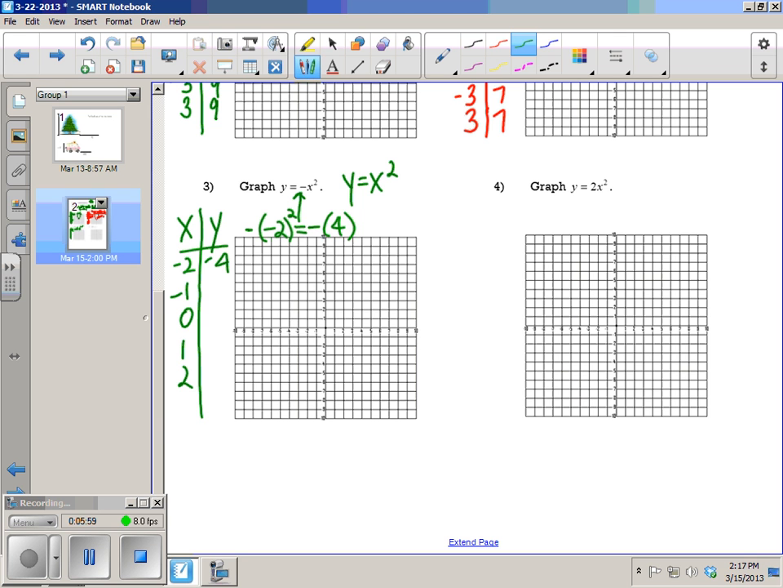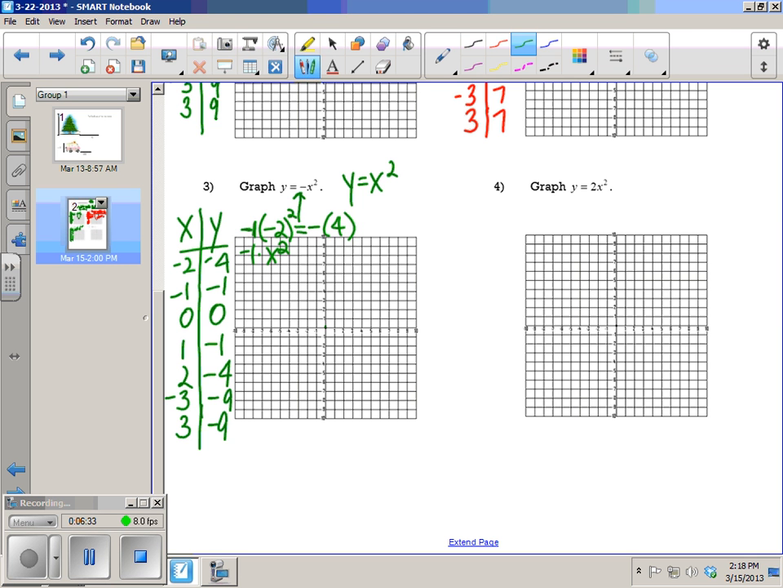Negative 1 squared is 1, so we have a negative out in front. It's kind of like multiplying by a negative 1, like negative 1 times x squared. 0 squared is 0, can't make 0 a negative. 1 squared is 1, make it negative. 2 squared is 4, make it negative. You can also add the 3. Negative 3 squared is 9, negate it. 3 squared is 9, and negate it.